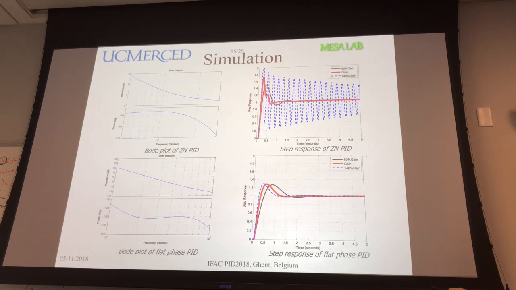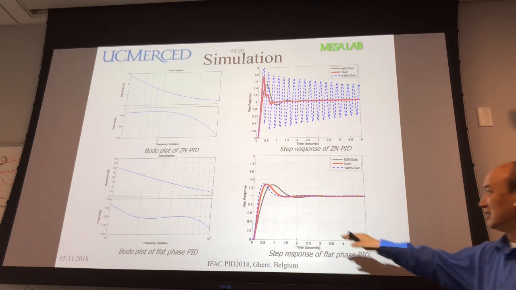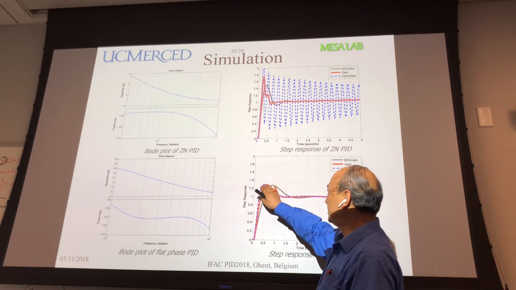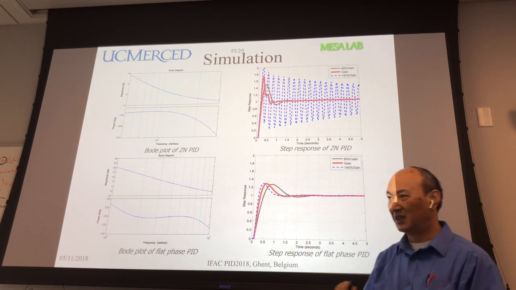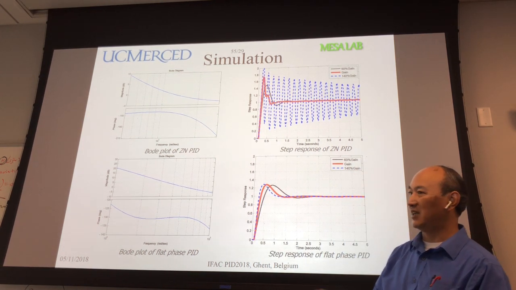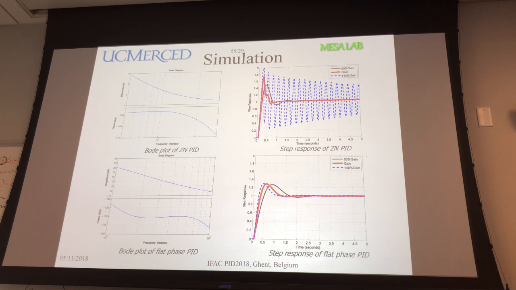So this is nominal, red. Black is you lower your gain. You increase your gain. See, this overshoot is almost the same. So that's exactly due to the phase flatness. Okay, phase flatness. Make sense? Interesting? Yes, very interesting.